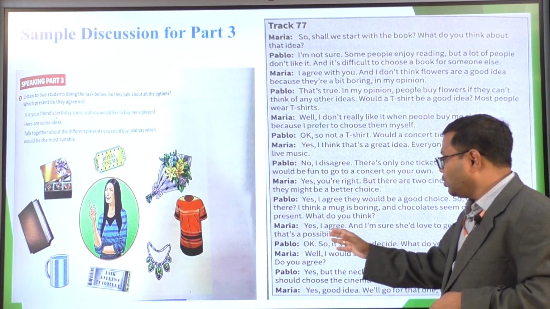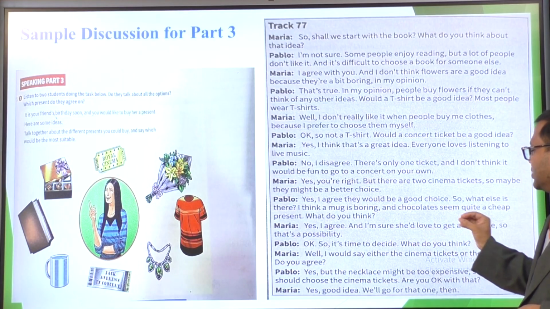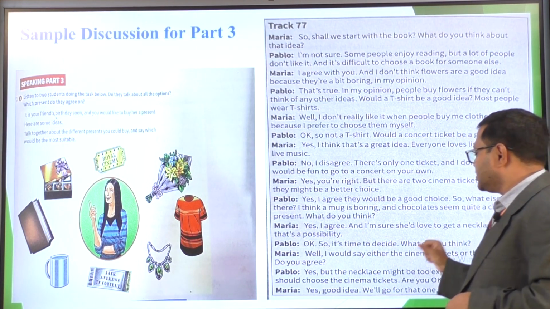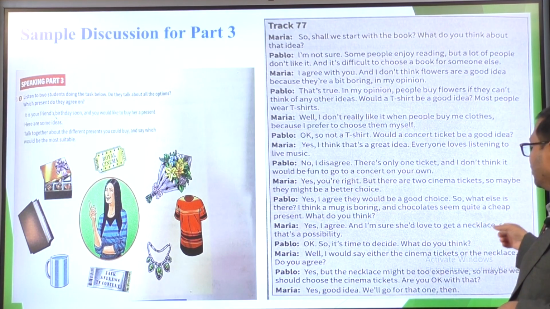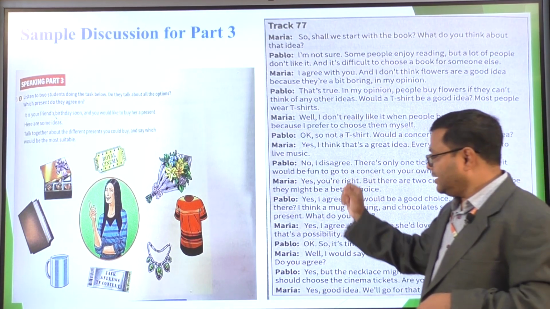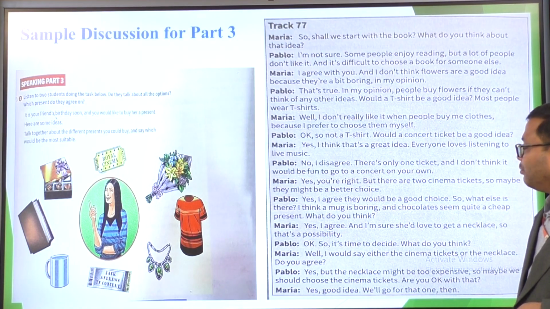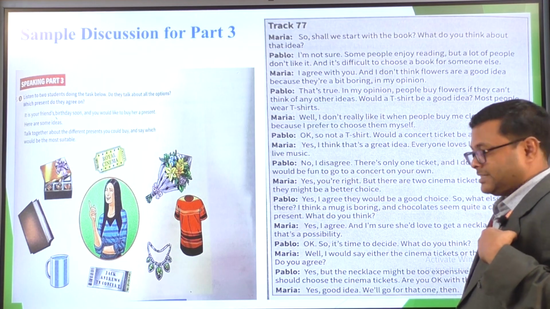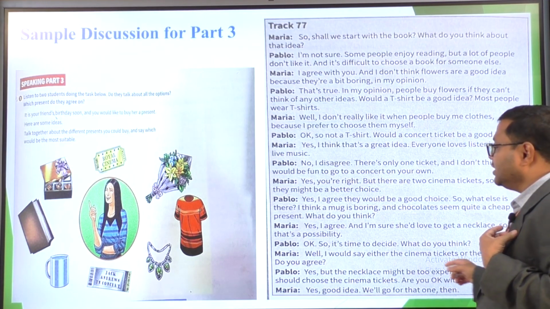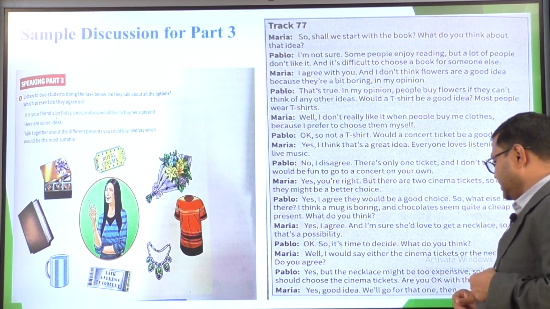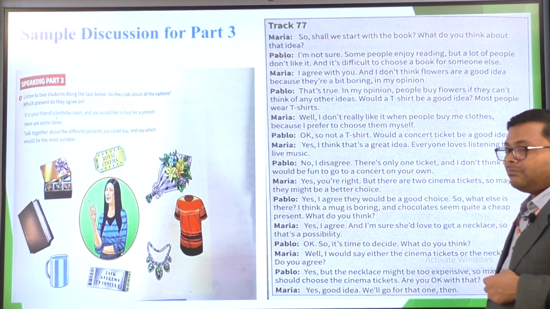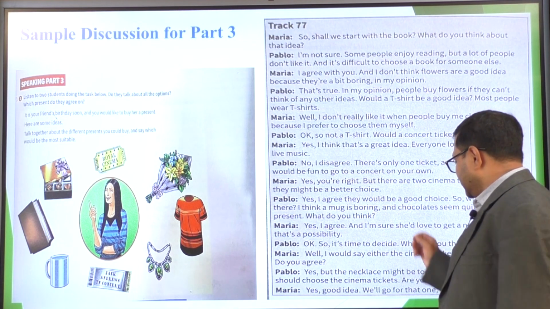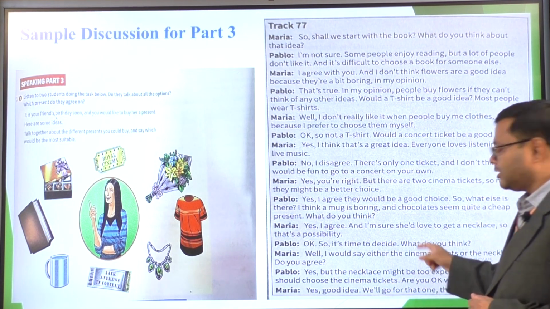Now Pablo says, okay, so it is time to decide. What do you think? Maria says, well, I would say either cinema tickets or the necklace. Do you agree? Pablo says, yes, but the necklace might be too expensive for us, so maybe we should choose the cinema tickets. Are you okay with that? Maria says, yes, good idea, you are right. We will go for that one.